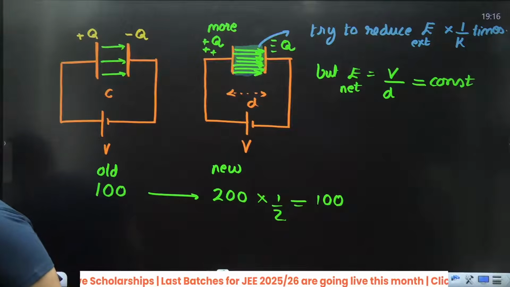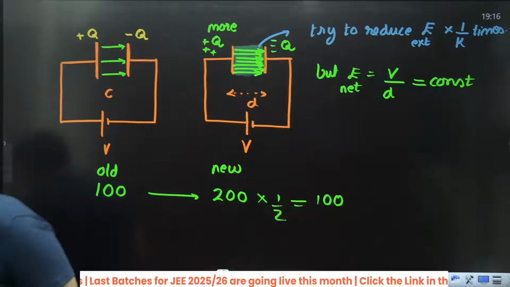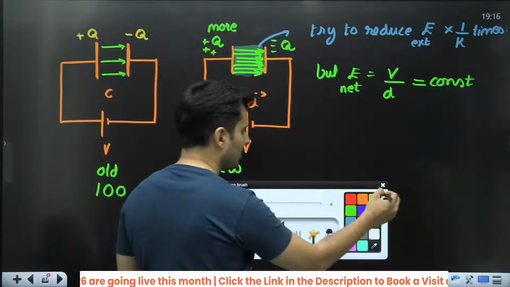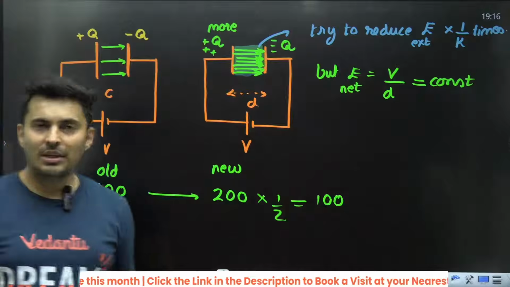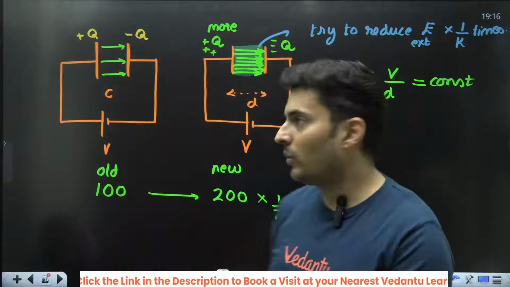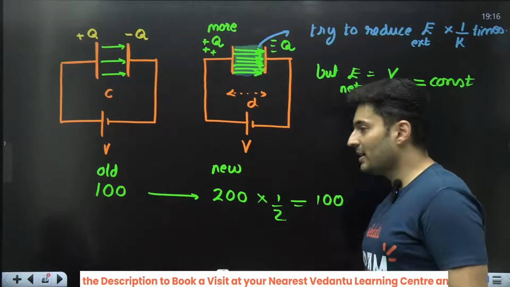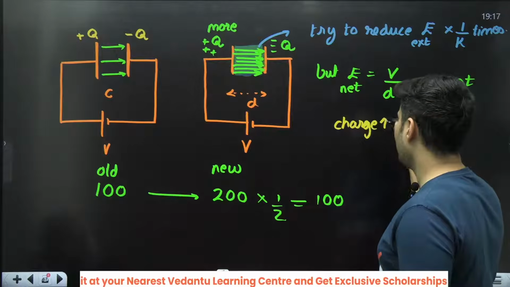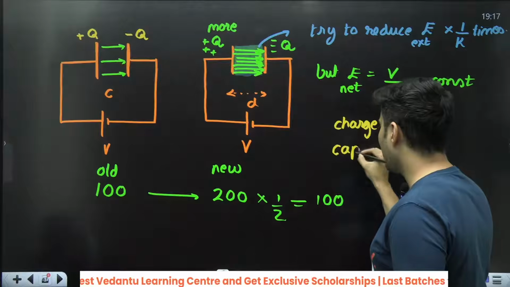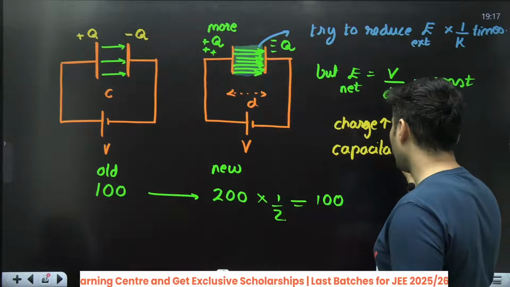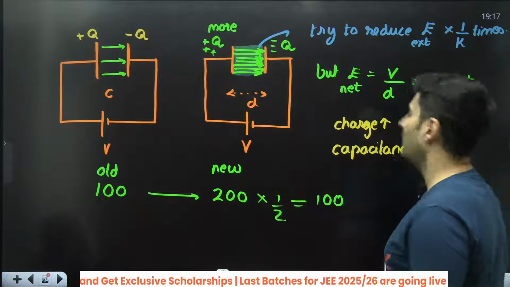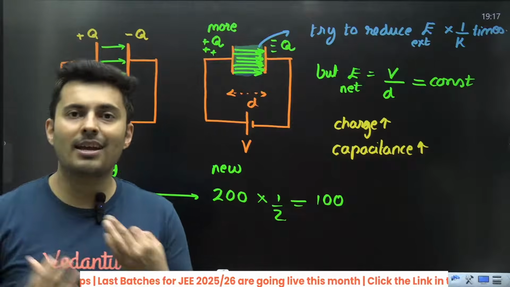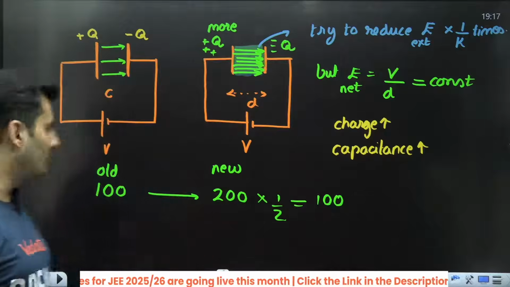Did you understand this concept? Yes or no? Think about it. Okay. If this is understood, then we can proceed ahead. So the charge stored in it has increased. So the charge increases. Hence, I can say that the capacitance increases. So putting a medium in between increases the capacitance that many number of times.